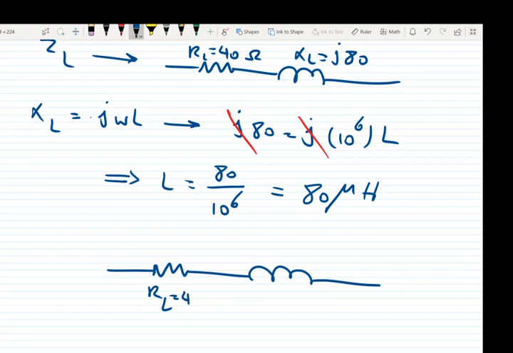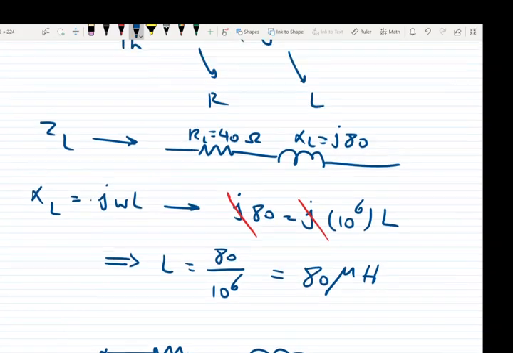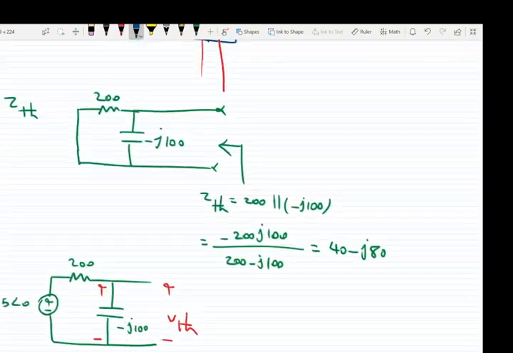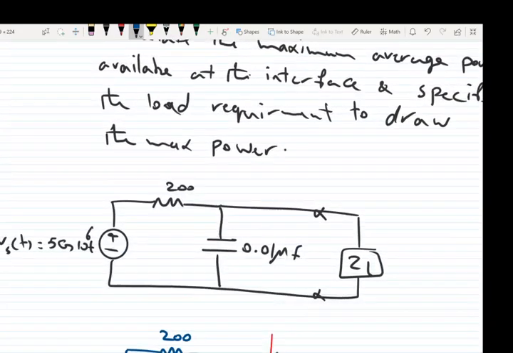So we need to have this load: RL is 40 ohms and L is 80 microhenry to have the maximum power delivered to this load in this circuit. Okay, so that's enough for today. In the next lecture, I will solve one more example of this maximum power, and then we continue our lectures.